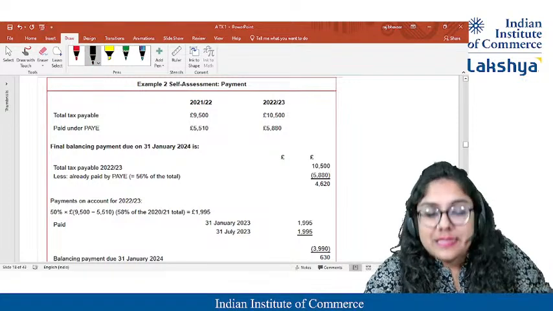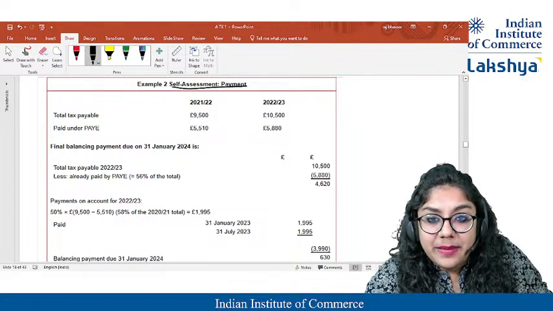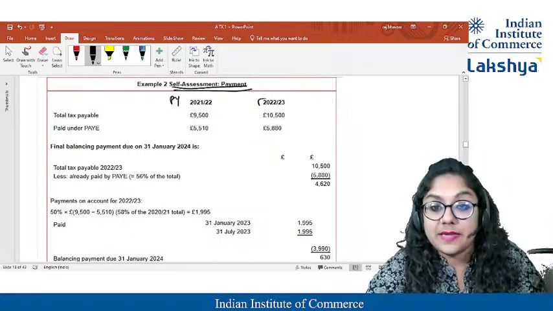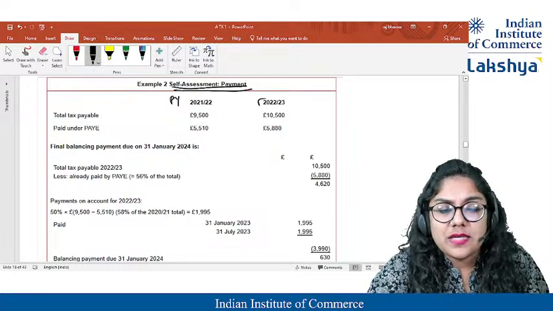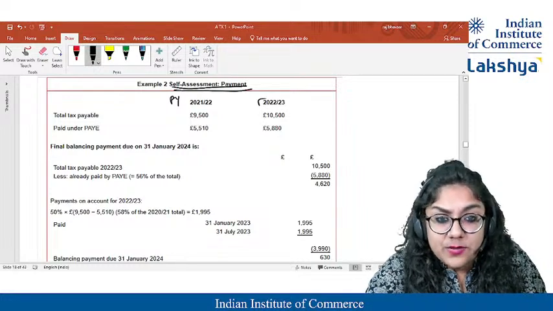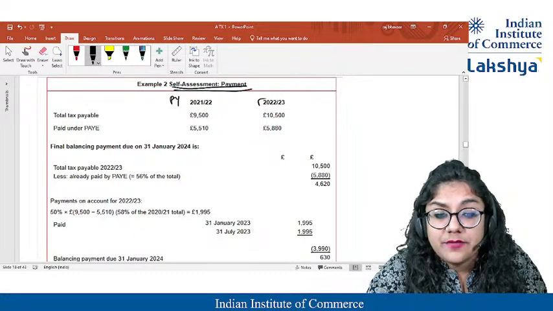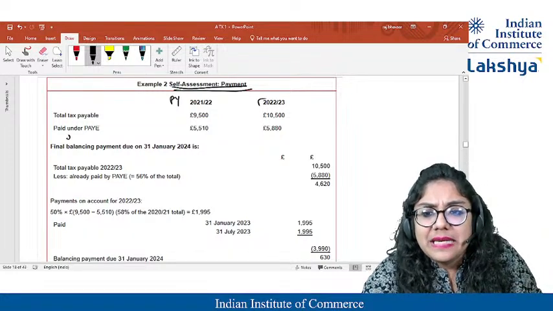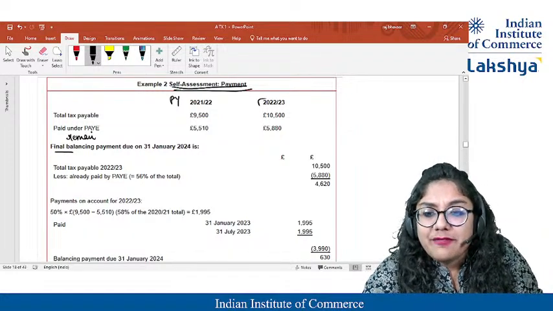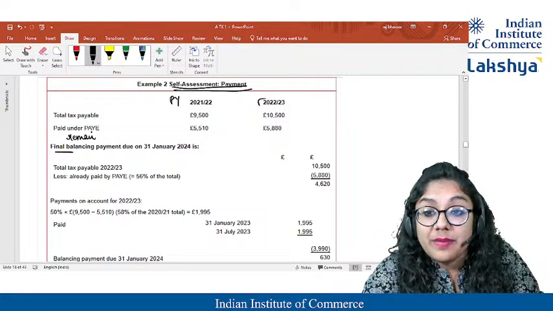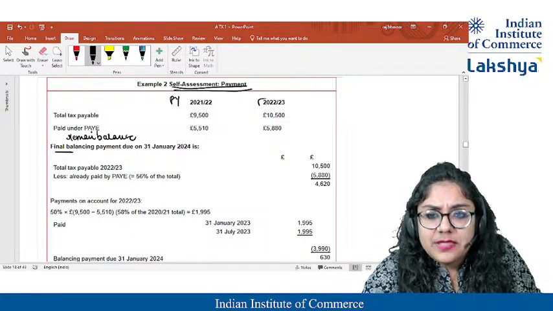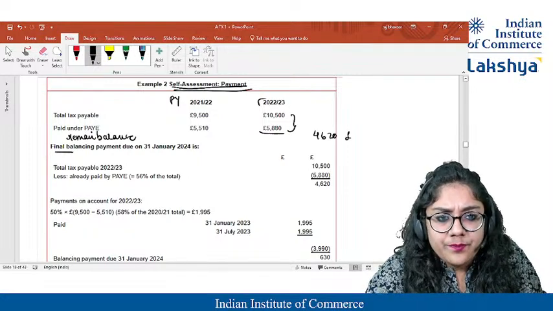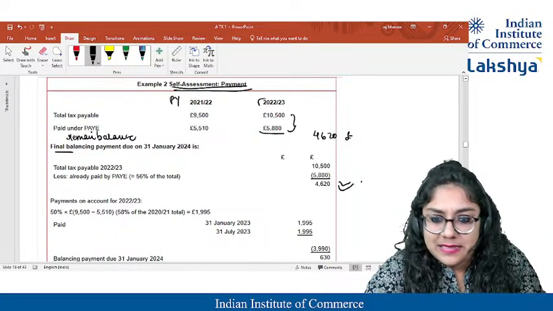See, example 2, self-assessment and payment. This is my previous year. This is my current year. So if I ask you, what's the current year's tax liability? It is 10,500, out of which 5,880 is already paid as PAYE. Okay. So what is your remaining balance? What's your final remaining payment? So the remaining balance in the current year is how much? If you subtract it, do you get 4,620 pounds? Yes. I got that? Yes.